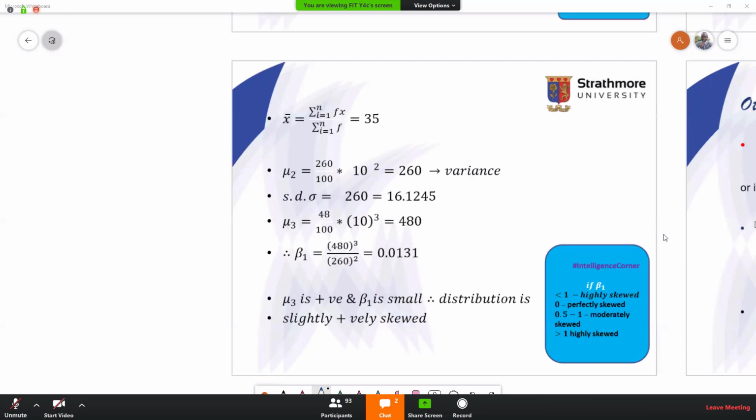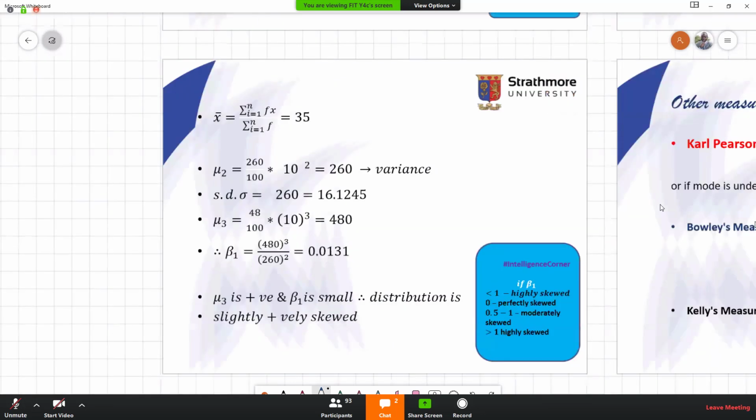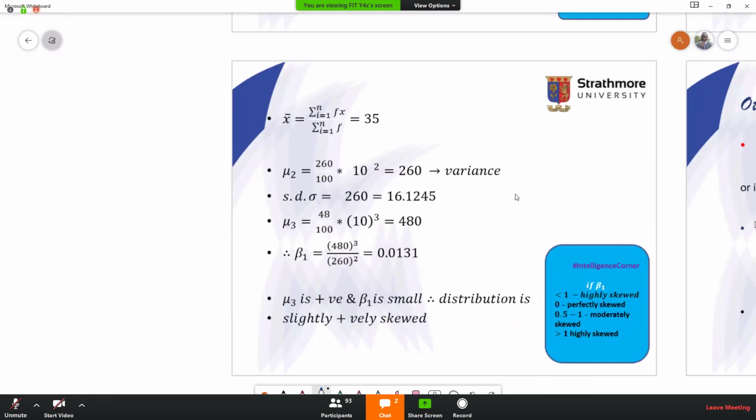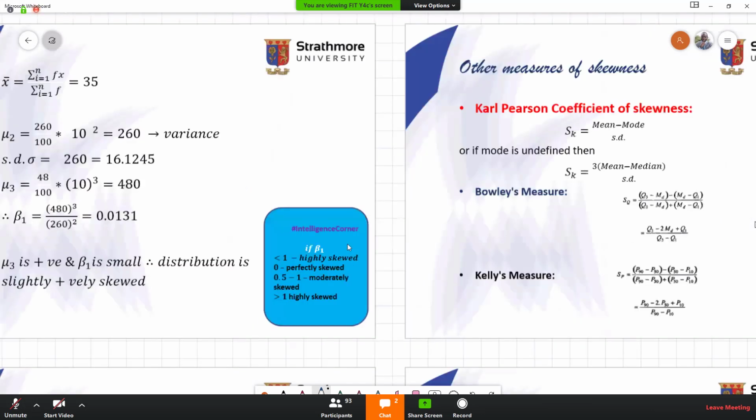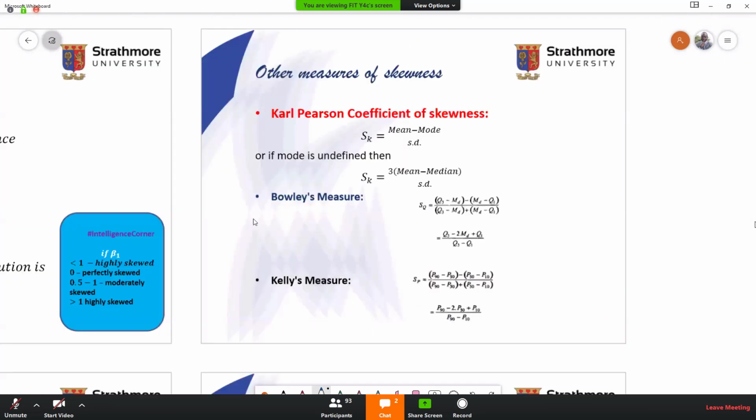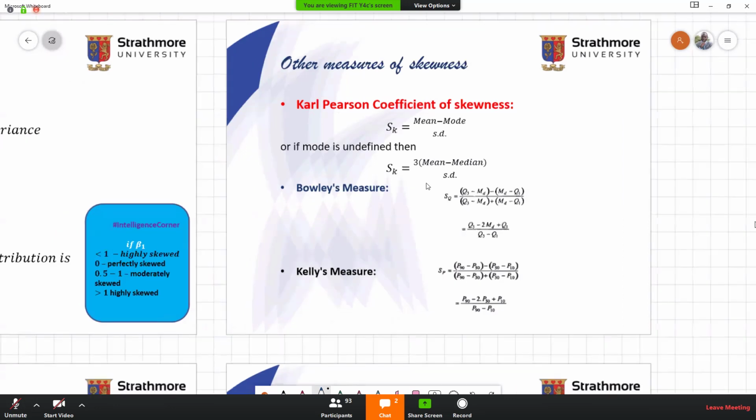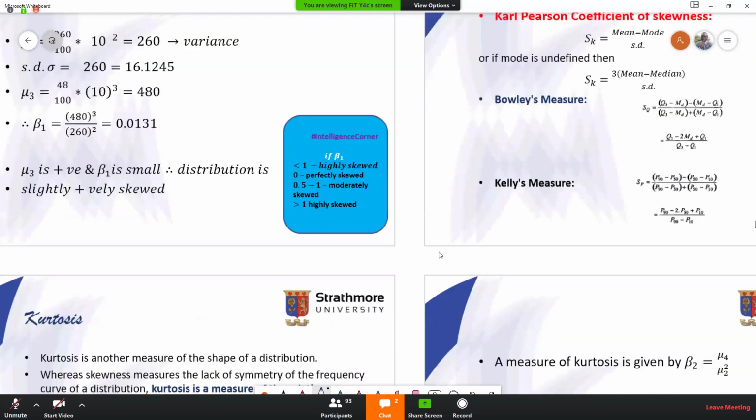So after finding the moments, there are other ways of measuring the skewness of a graph. These are the following: the Karl Pearson coefficient, Bowley's measure, and Kelly's measure. I don't use those ones. I just use the moments, which are actually perfect and easy. Then let's finish with this one very quickly.